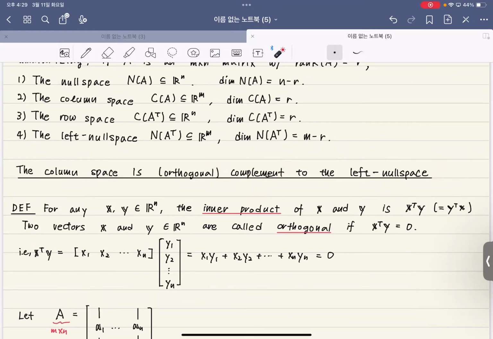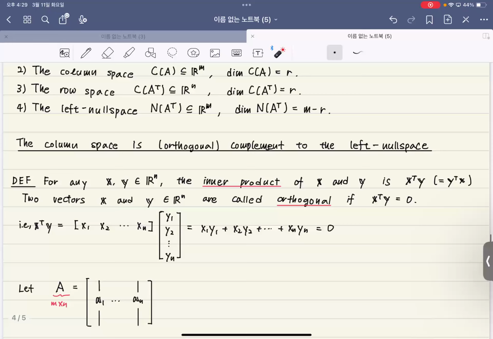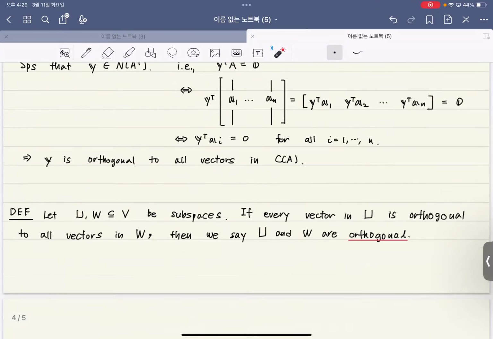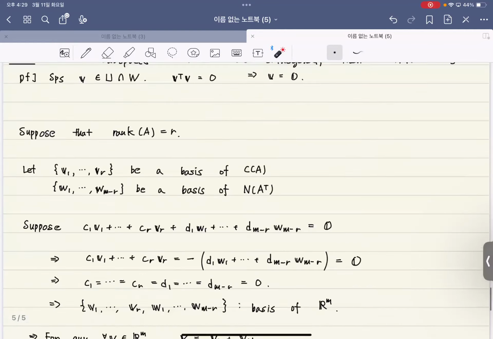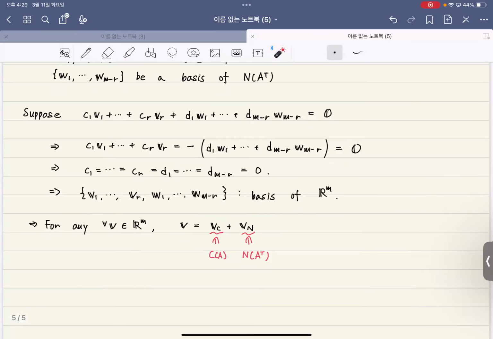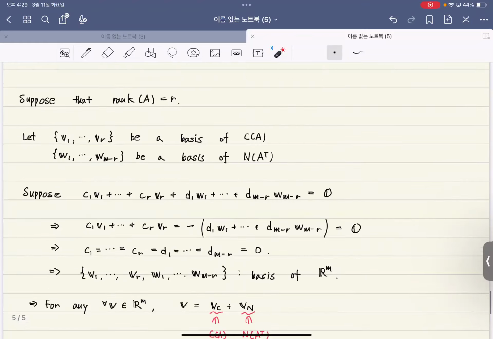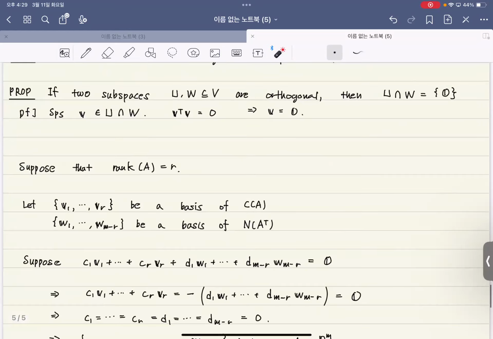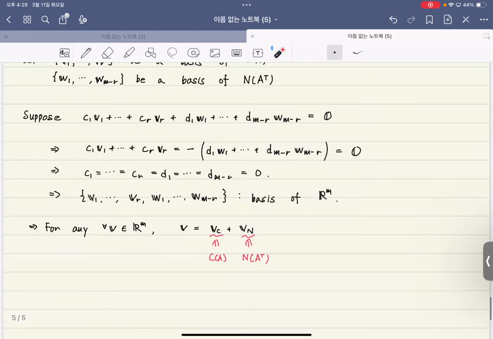Question: I think I just missed it, but why is the intersection of these two zero, since they lie in the column space of A and the null space of A transpose? Why is the intersection of these two zero? Because they are orthogonal subspaces. Okay, good.